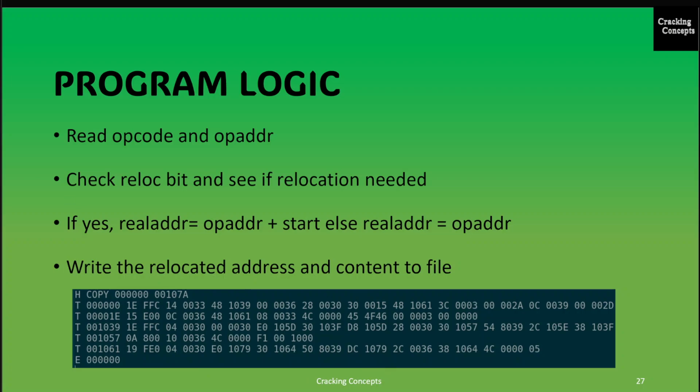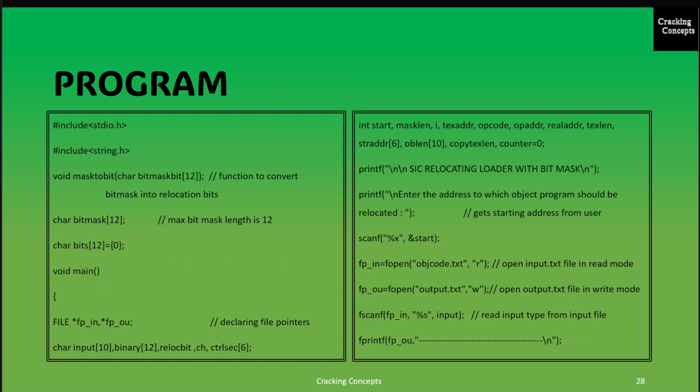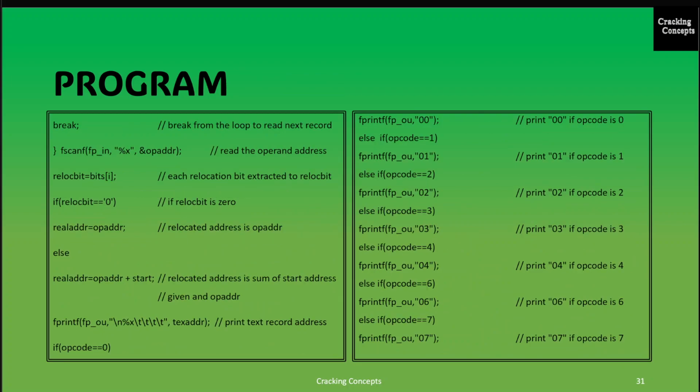Now when each of these sets of records is read, it will check the relocation bit and see if relocation is needed. If relocation is needed, the start address will be added to the address, otherwise the value will be the same. Now the relocated address and content will be written to the file because it can exceed what we see on the terminal. Here the file will be output.txt. Now this is the program.